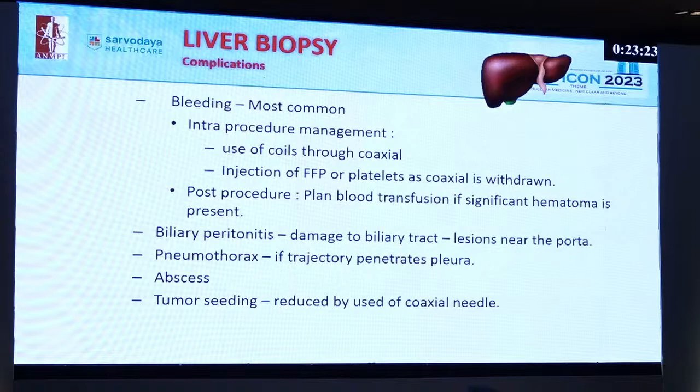And sometimes if you are not following the guidelines and not following surgical sepsis precautions, the patient may have an abscess or tumor seeding. But nowadays we are using coaxial needles, so the chance of tumor seeding is minimized.